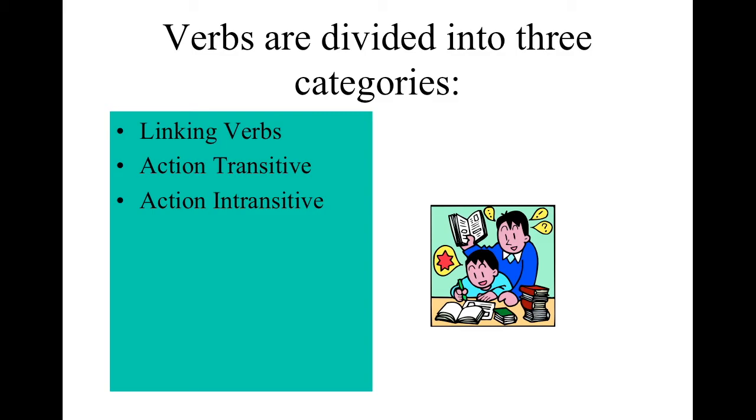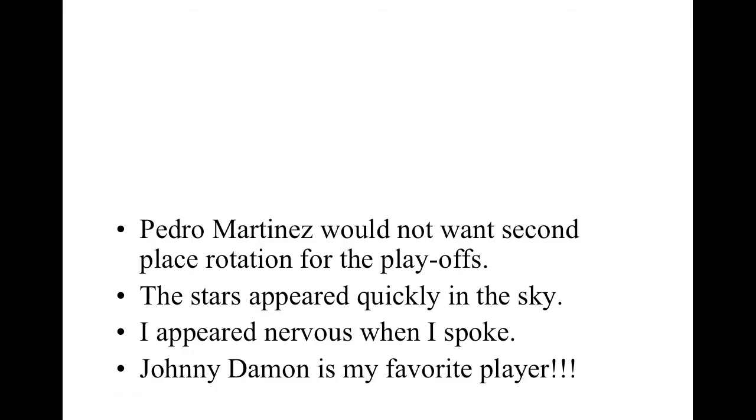So these are categories. You have linking, action transitive, and action intransitive. For my kids, as long as you're labeling verbs, you don't have to know if it's linking or helping, you just have to know all the verbs in a sentence and label them. Mine have to know the difference between action and linking.